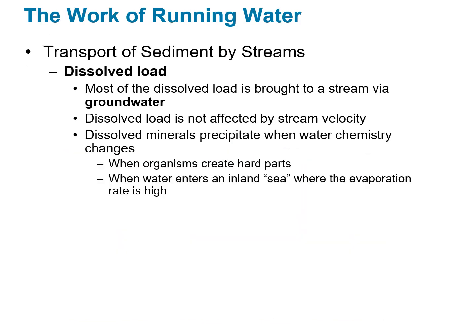So the dissolved load is mostly delivered to a river via the groundwater. And the dissolved load's not affected by stream velocity. You can have the fastest moving stream or the slowest moving stream. It has no effect on what the concentration of the dissolved load in the water is. The only thing that can change that is if you have a lot of water evaporating away.